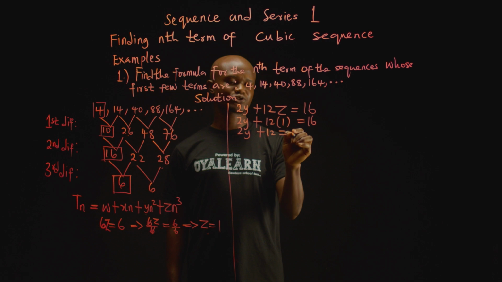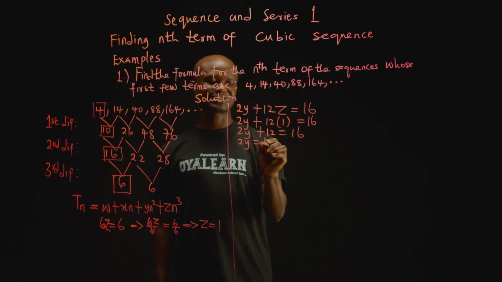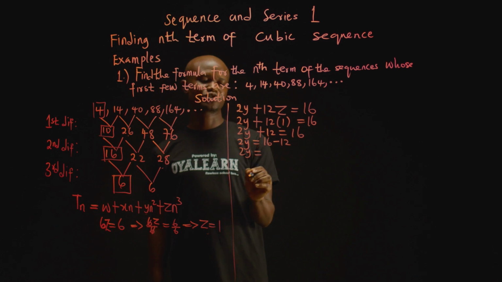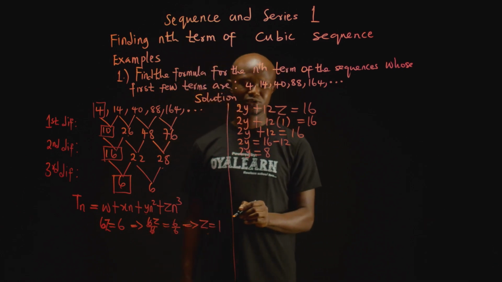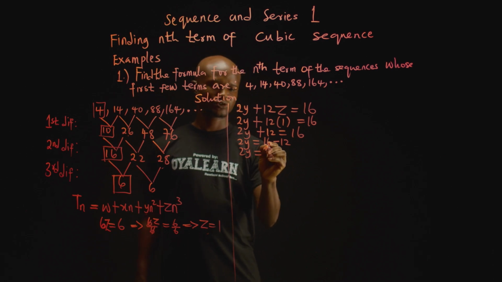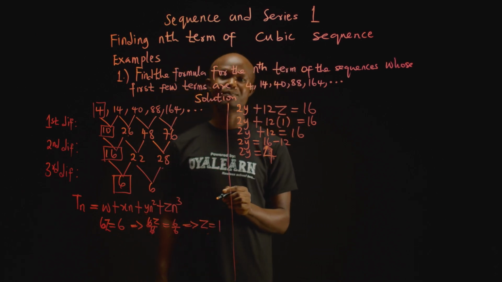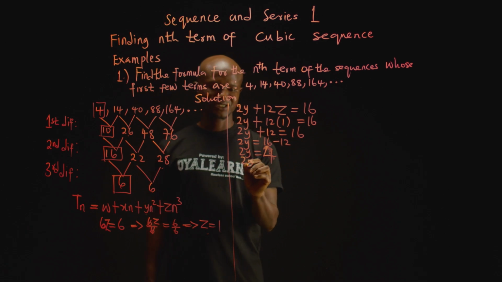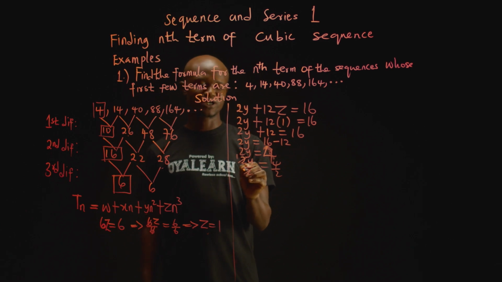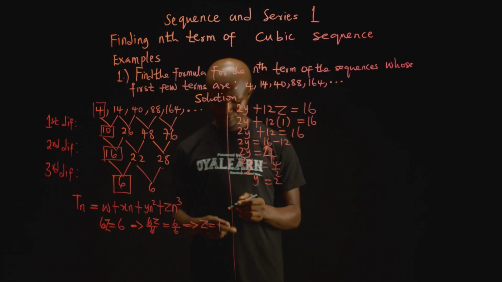Now we collect the like terms. 2y equals 16 minus 12. That's 2y equals 4. So in this case, we are going to divide both sides by 2. Dividing both sides by 2, we have 4 divided by 2, and 2 divided by 2 is 1. So y equals 2. That's the value of y.